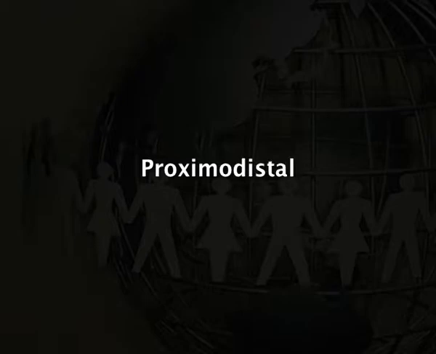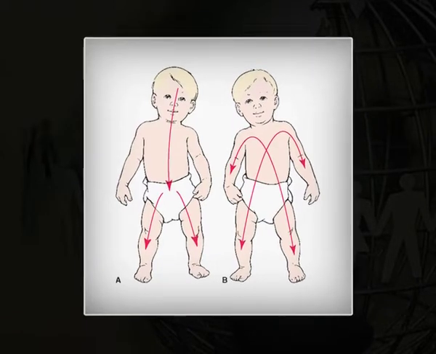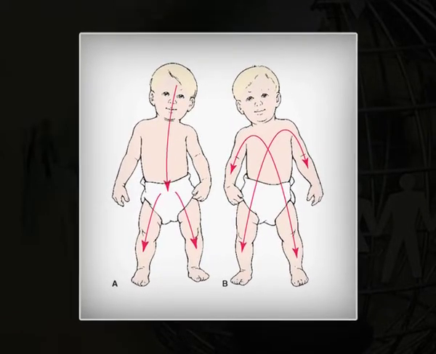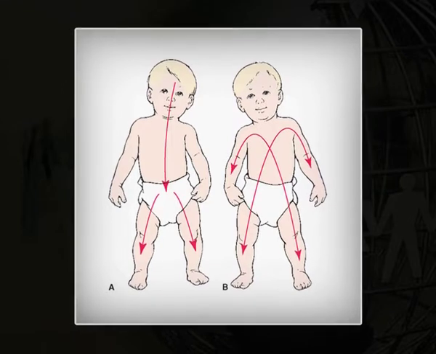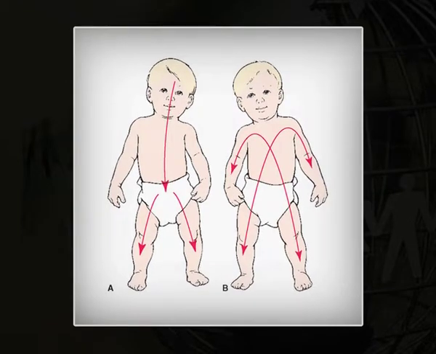Proximodistal. The control of movements matures from the central or proximal areas of the body to the outer or peripheral areas. For instance, the infant gains control over its body, then its arm movements, hand movements, and finally the finger movements. Likewise, they gain control over the leg, foot, and finally the toe movements.